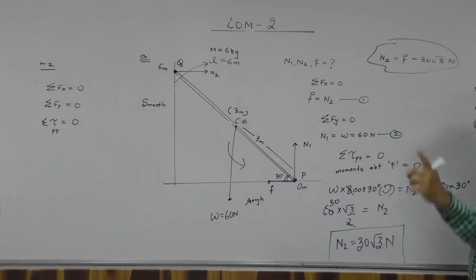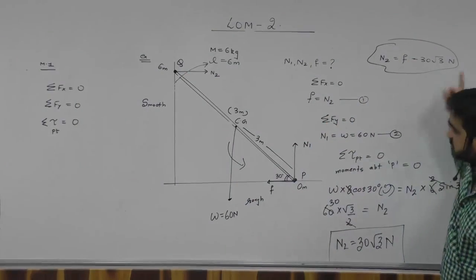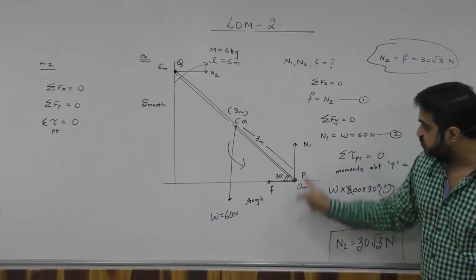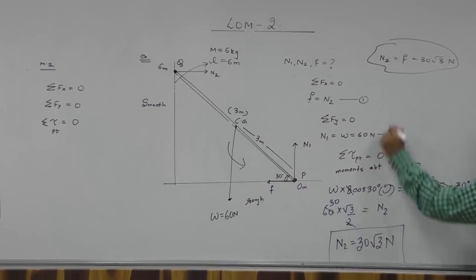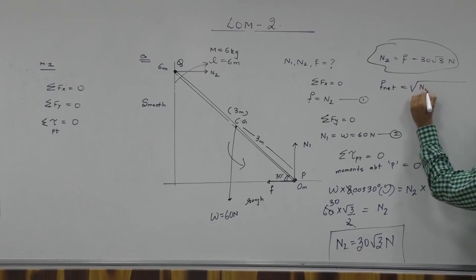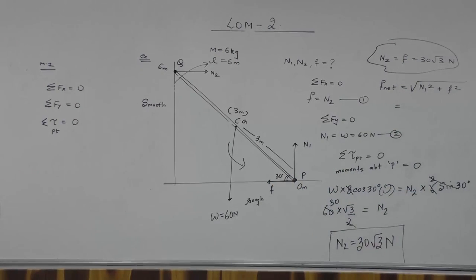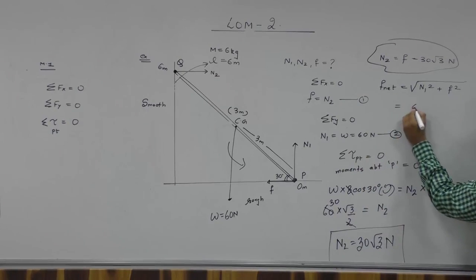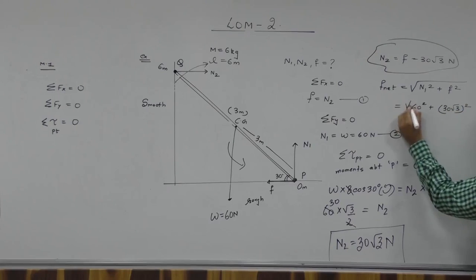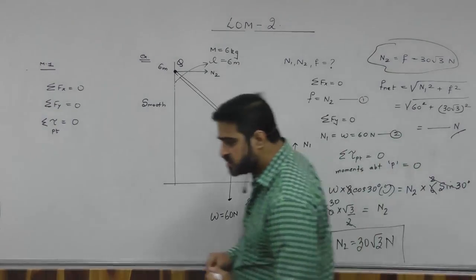But if they need the total contact force at point P, achha, ye mil gaya N2. N2 mil gaya na beta? N1 I know, F I know, but I need total contact force over here. F net will become under root of N1 square plus F square. So what is the N1 square? 60 square plus 30 root 3 the whole square. Root of that, whatever answer comes, that will be the answer in Newton. That will be the total contact force at point P.